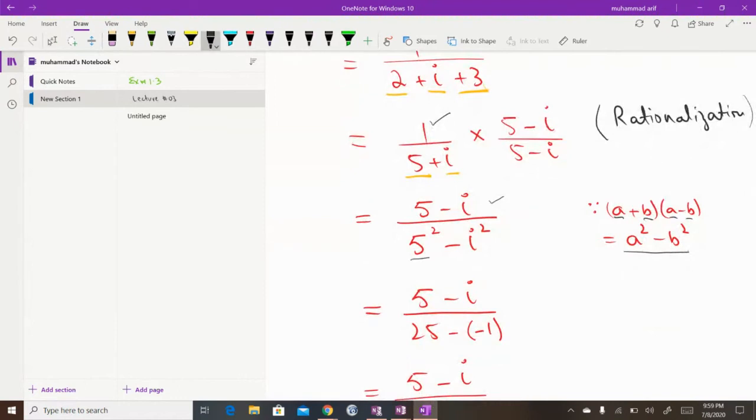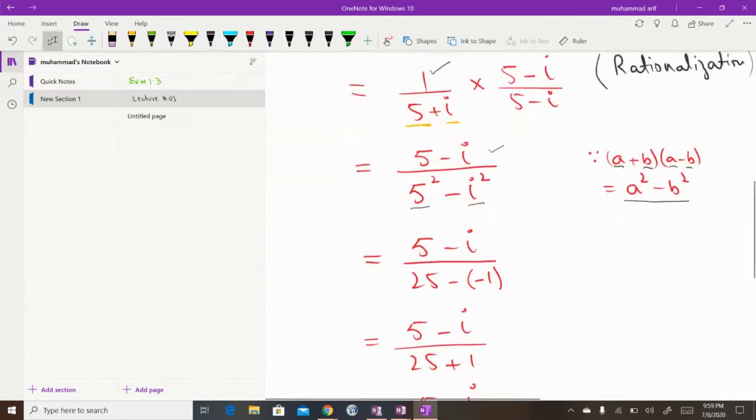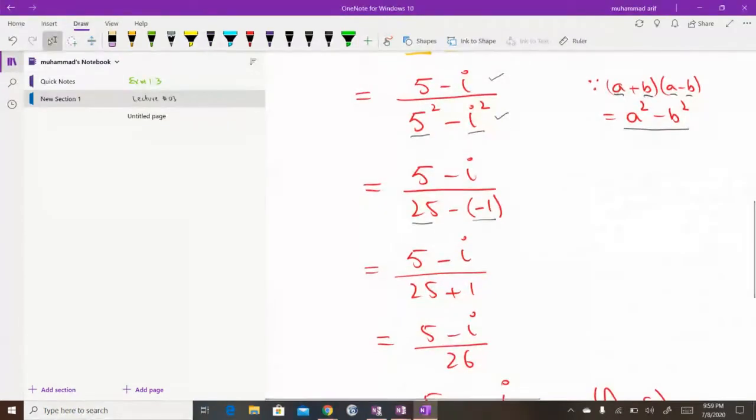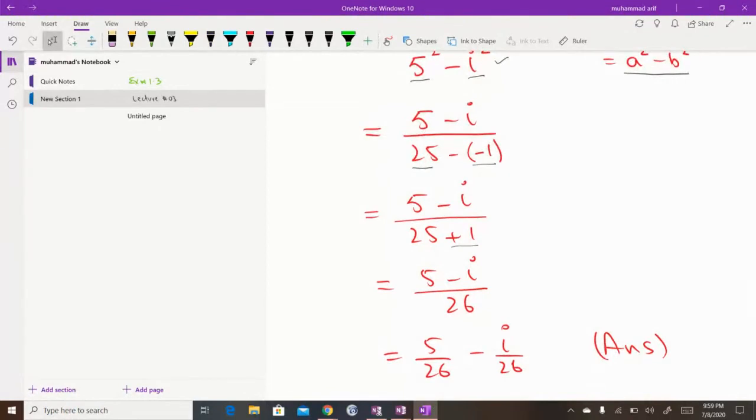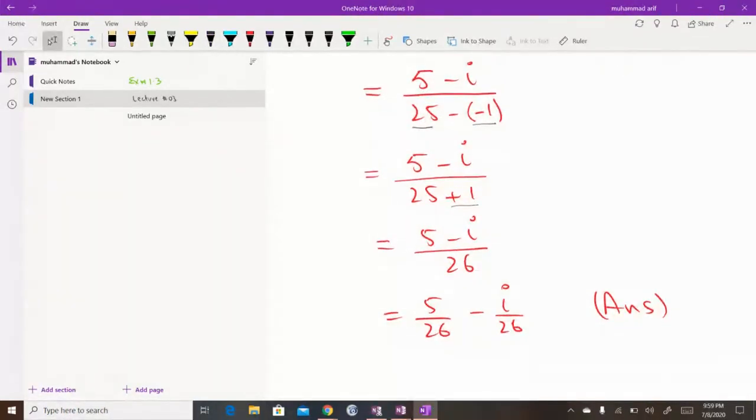Here a square is 5 square, and b square is iota square. 5 square becomes 25. What is the value of iota square? Iota square is equal to negative 1. After multiplying negative with negative 1, we get positive 1. 25 plus 1 becomes 26. After dividing both the numbers by 26, we get the standard form of a complex number.